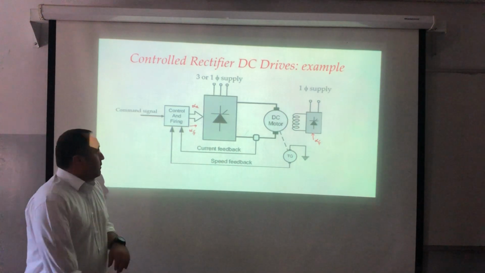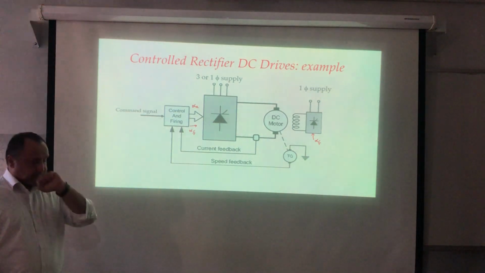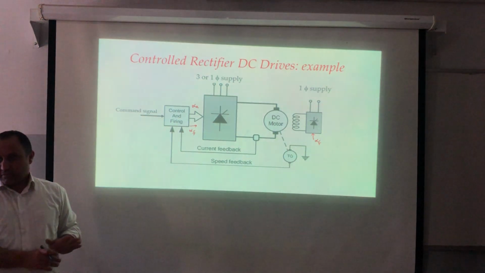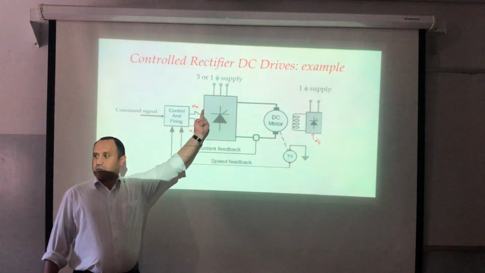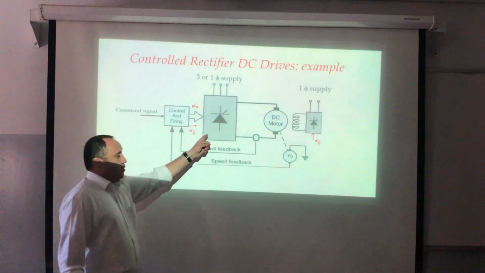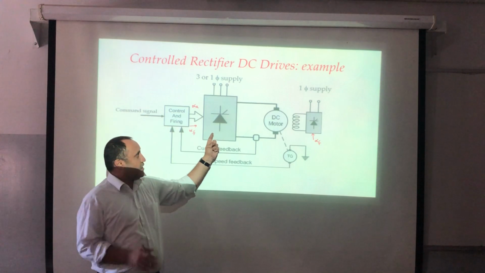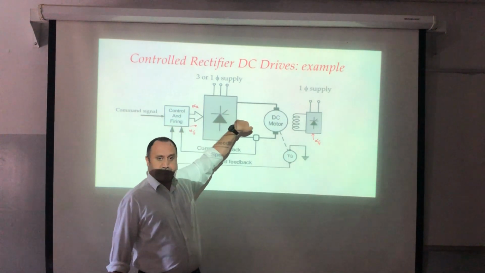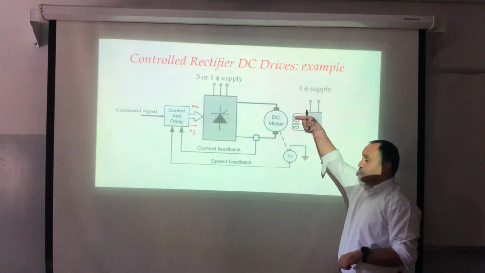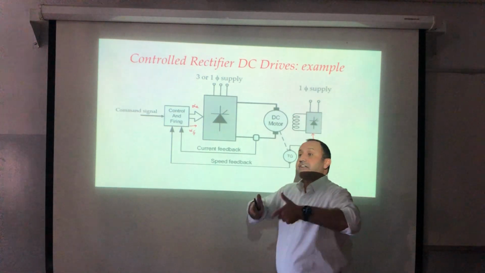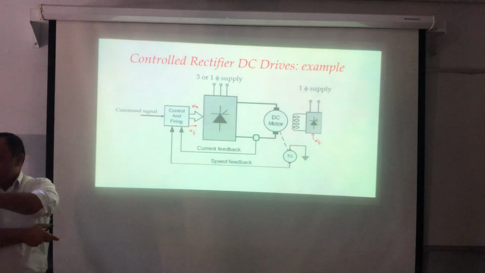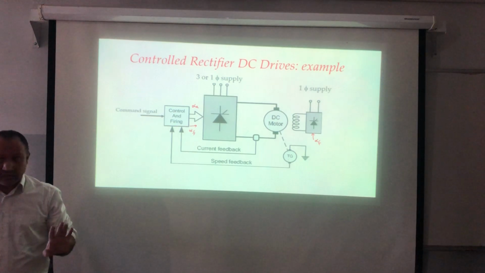Good. Now I need you to understand one thing. The direction of the current here is already decided by the direction of the arrow. You see the thyristor? There's an arrow. So this means that the only possible way for the current to flow is in this direction. The same thing here. The only possible way to flow is in this direction. If I need to reverse the direction of the current, what do I need? I need to reverse the direction of the converter. Understood?